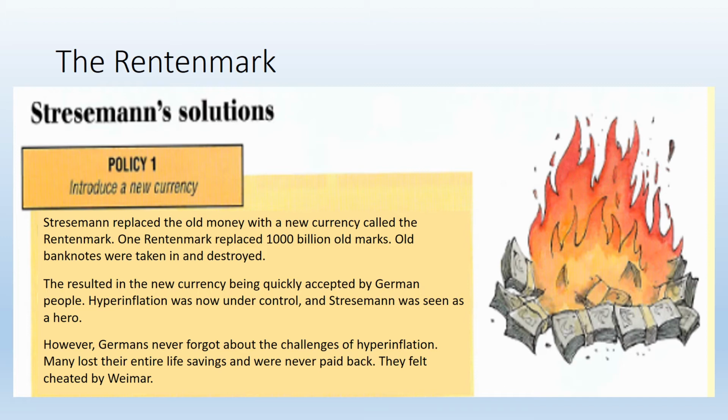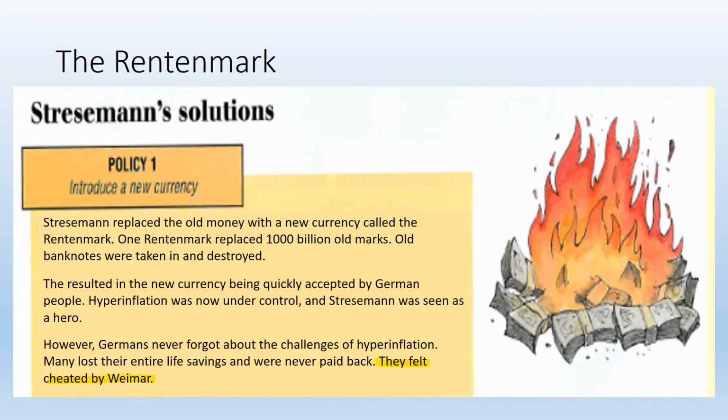However, Germans never did forget the issues they faced during hyperinflation, and we can relate this back to what we know about America during the same time. People never really trusted the banks again. They felt quite cheated by Weimar, and this was simply because they never received the money that they lost back. So if they lost their entire life savings due to hyperinflation, they didn't receive any of their life savings back from the government.